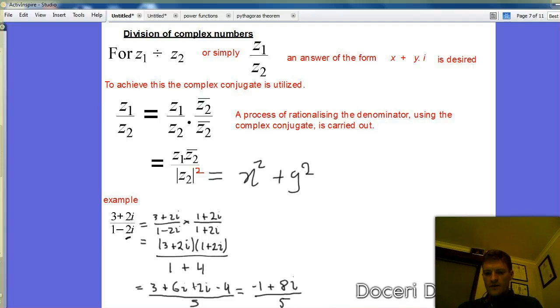Now that could be left as so, but we might want to represent that as two fractions. So we've got negative a fifth plus 8/5.